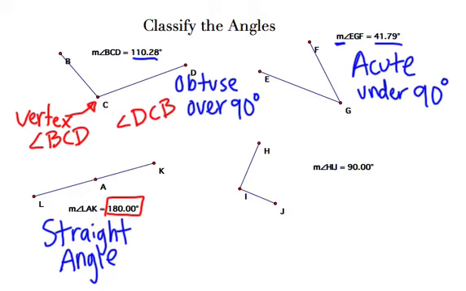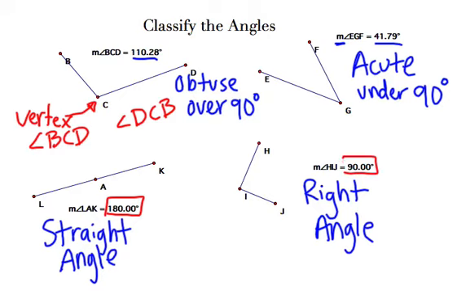And our last one, HIJ, measures 90 degrees, so that makes this a right angle. And right angles are always exactly 90 degrees. And usually they will tell you this because they don't want you guessing it's a right angle because maybe it's slightly off. Usually they'll tell you this by putting a little box right there in the corner around the vertex. Okay, so those are our 4 types of angles.